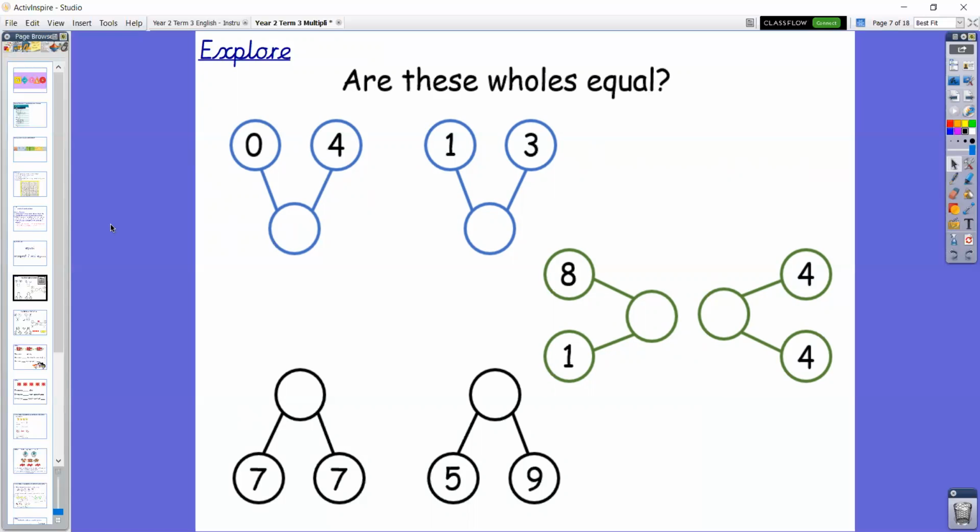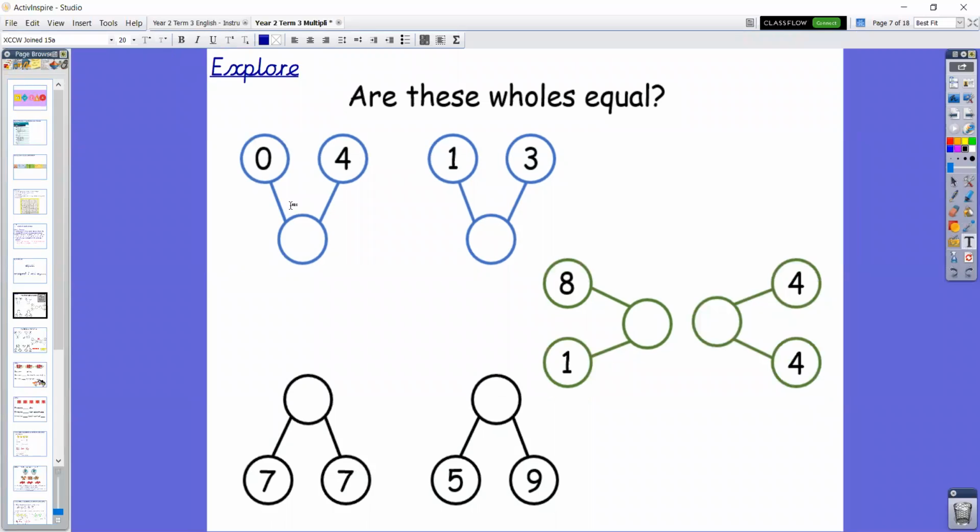So I'm going to share an example with you first of all. So I can see that one part is 0 and the other part is 4. So part add part equals whole. So I know 0 add 4 equals 4. The whole is 4. Okay, having a look at the next part whole model, I can see that the first part equals 1 and the other part equals 3. So I know 1 add 3 equals 4. So the whole, again, is 4.